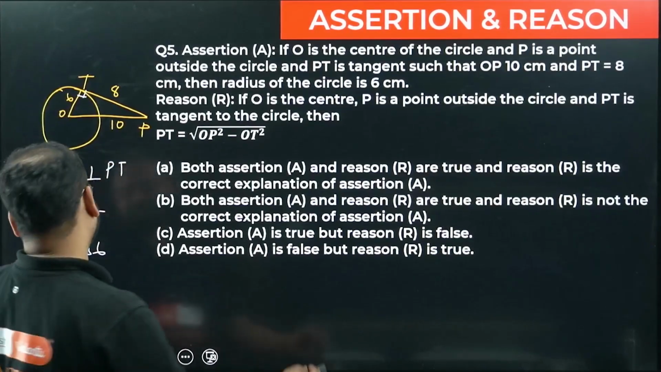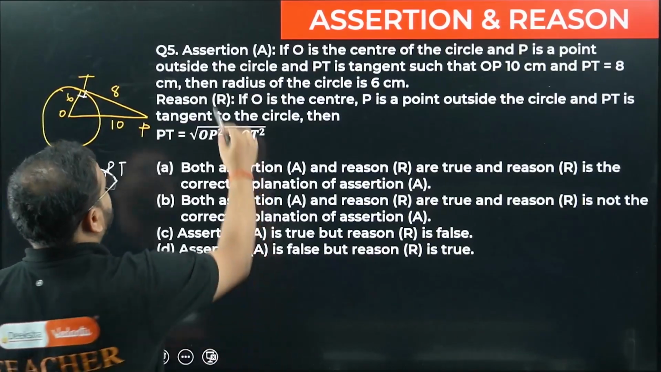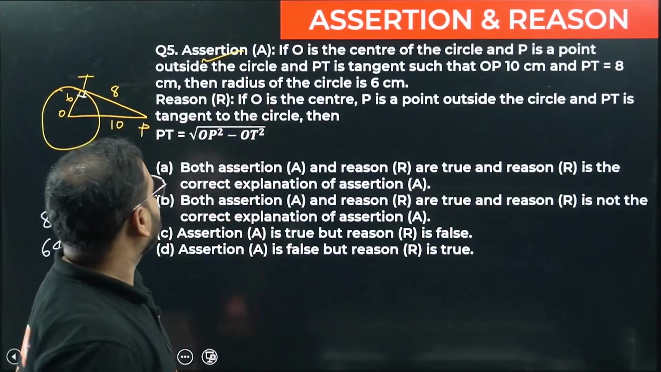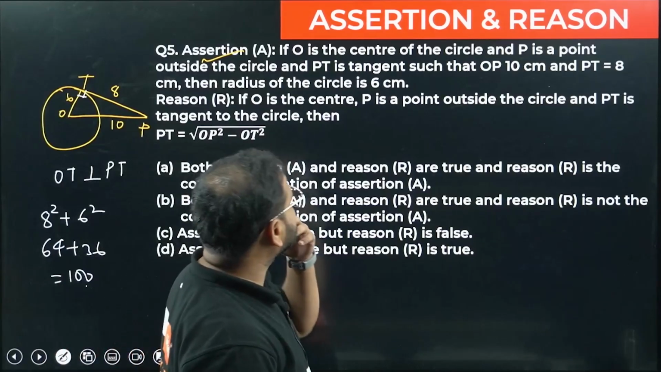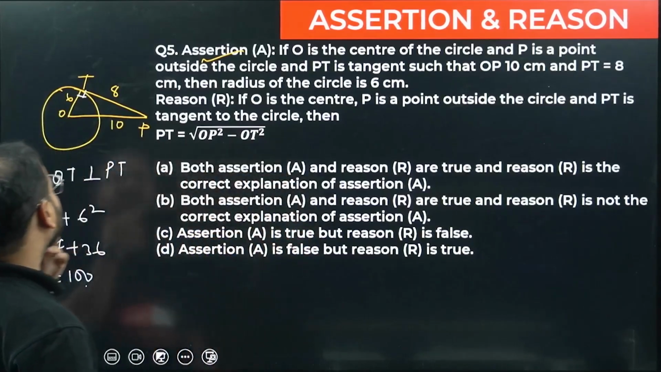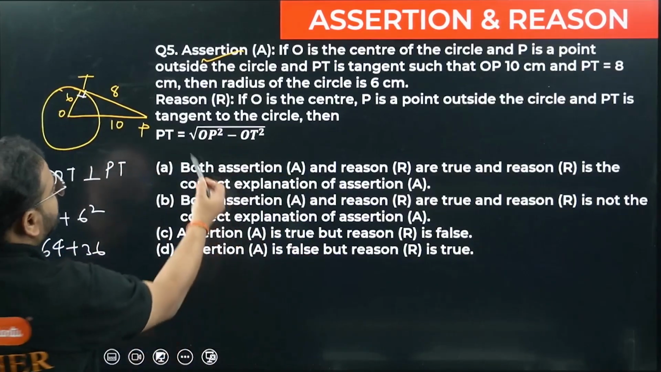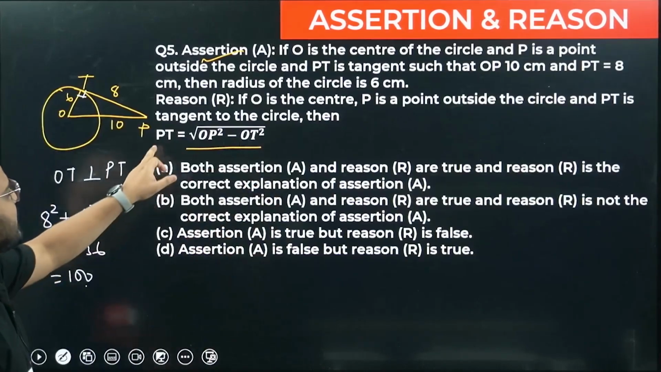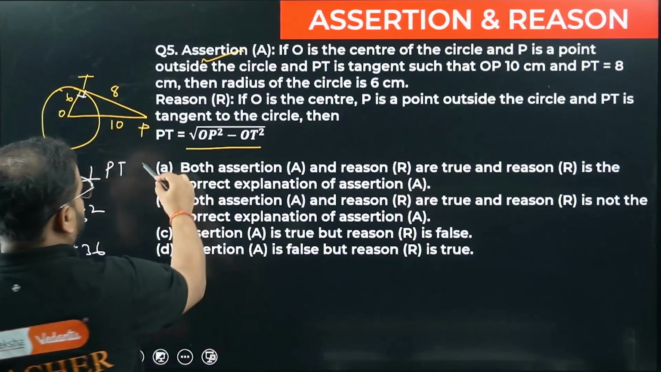So statement 1 is correct. Let's look at the reason now. If O is the center, P is the point outside the circle, PT is a tangent. Correct. This also is right. Same thing we are using, right? Please check. So it's going to be option number A, sir.